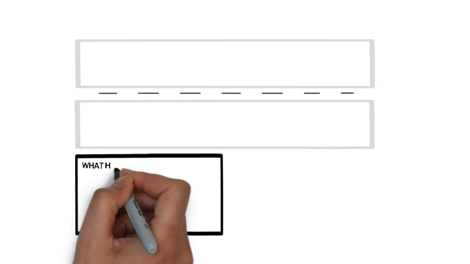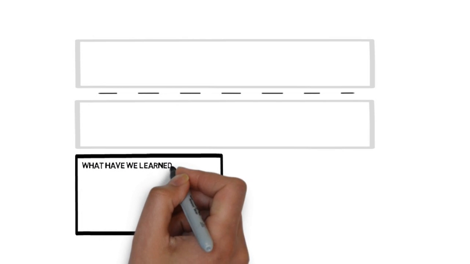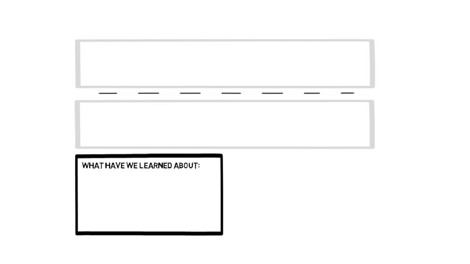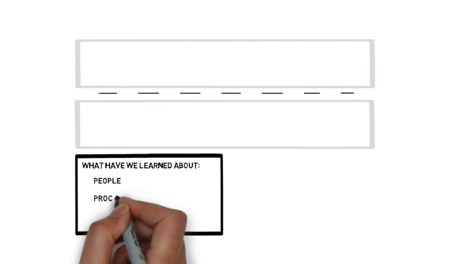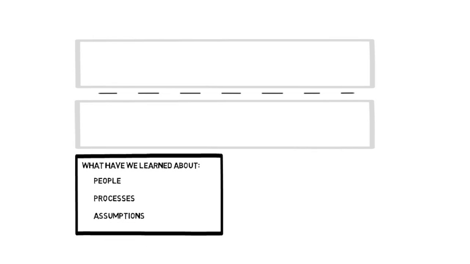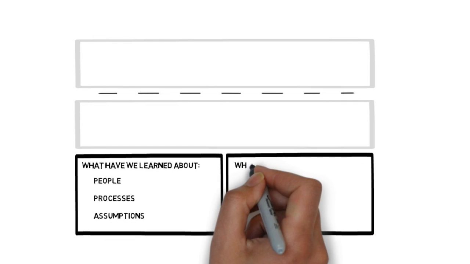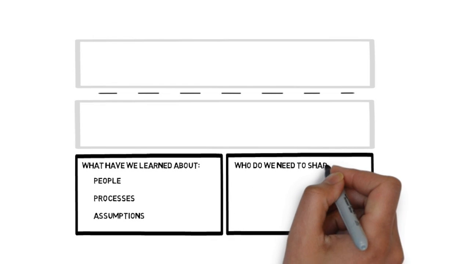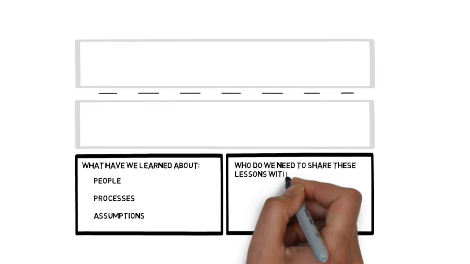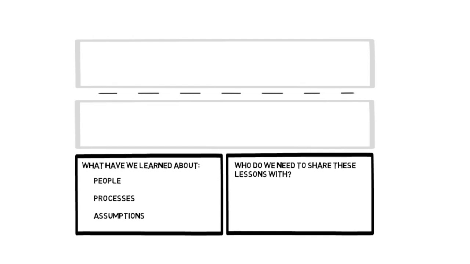On the other side of the page you've got a blank space at the top half, but then you've got two boxes underneath, and in the first box you write down what have we learned about the project, and what have we learned about the people, what have we learned about the processes, what have we learned about the assumptions we made. And the second box simply says, well, who do we need to share these lessons with? You want to make sure no one makes the same mistake if it can be avoided.